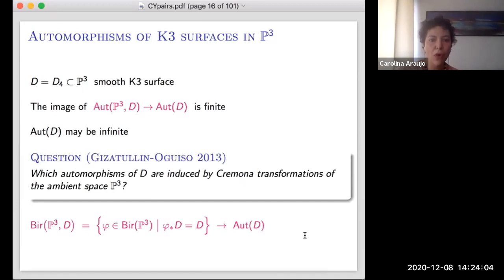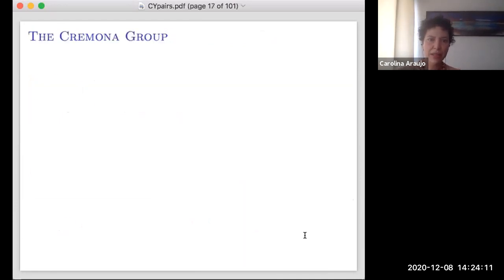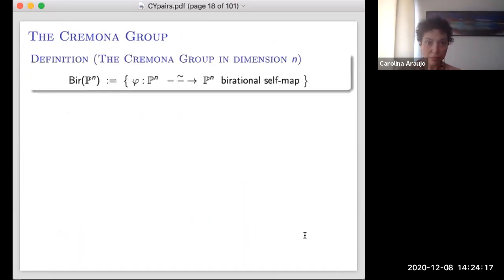Okay, so before I start addressing this question, let me just make a quick discussion about the Cremona group in general. So the Cremona group in dimension n is just the group of birational self-maps of Pn. And it contains the automorphism group of Pn, but it of course contains many more elements. So let me just give you an example of this.